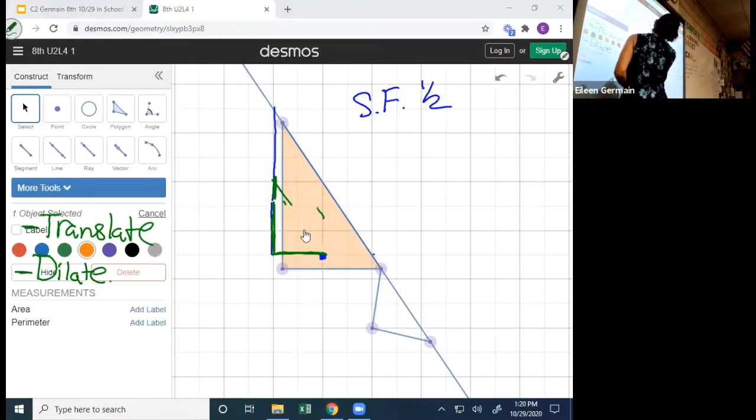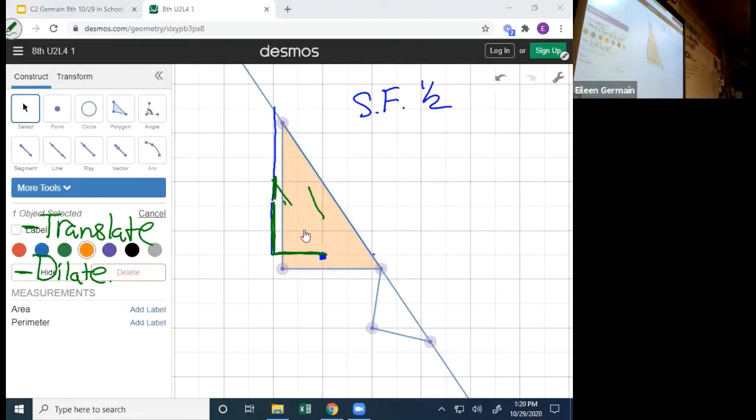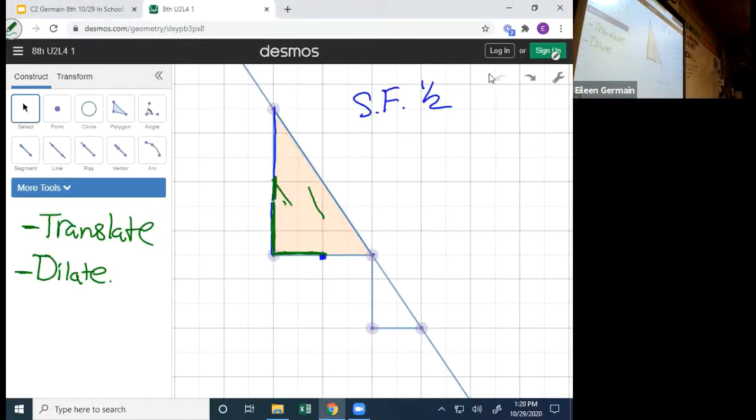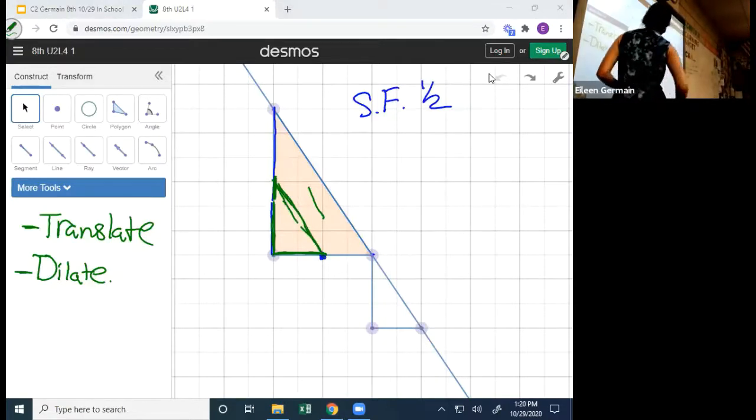I don't know what is going on here. Let me move that back. I just need to hit the back arrow and it will work. I'm telling you guys, this is running better than it did last grade, so do not fret.